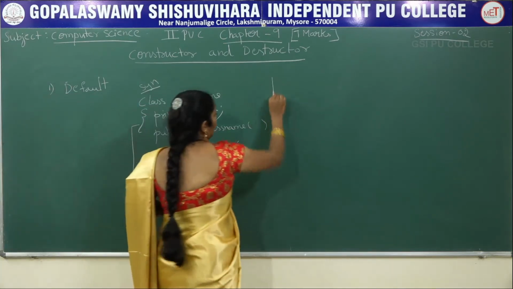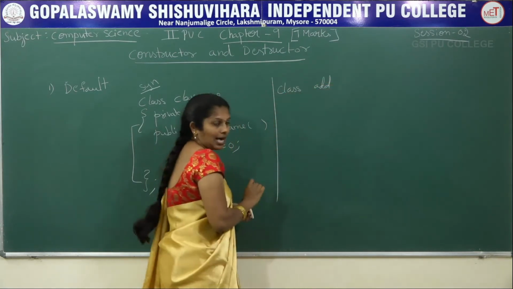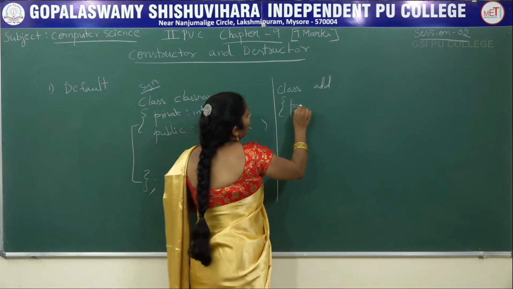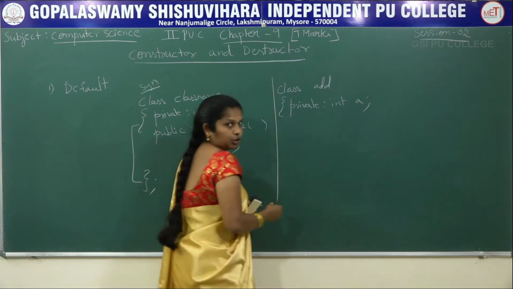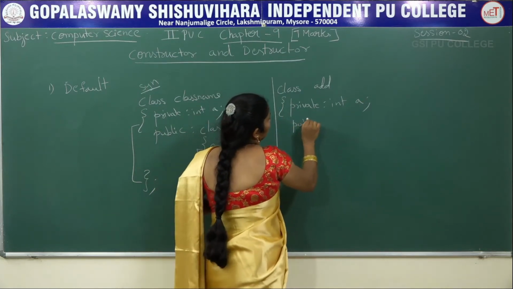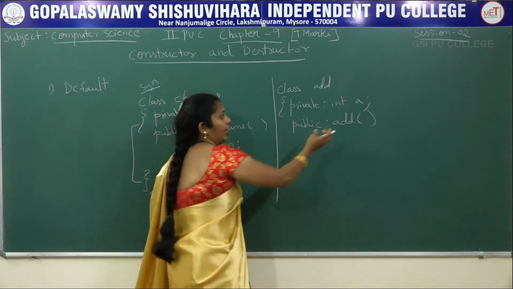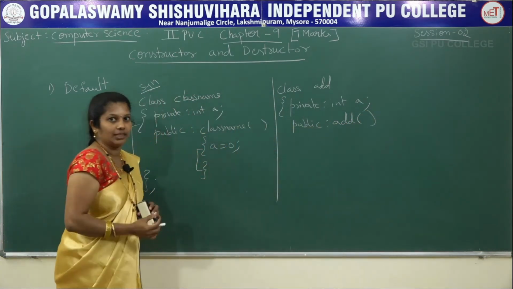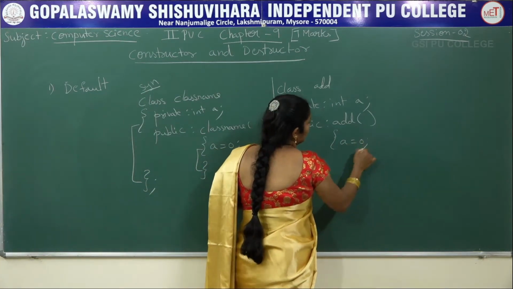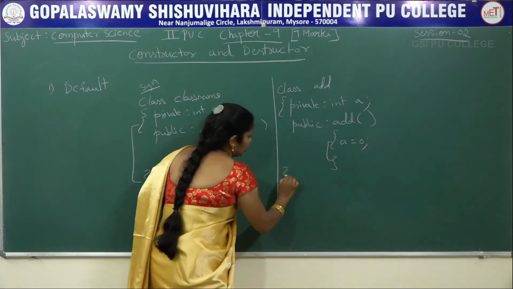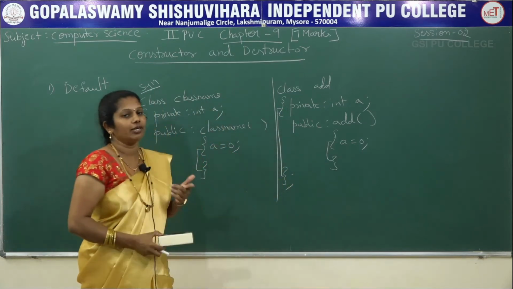I am going to write one example also. For example, class add is the class name. In the private section, we declare the variable, for example, int a; it is optional. Then in the public section, we declare add only, with an empty bracket. If the function has an empty bracket, it is called a default constructor. Here we initialize a equals 0, close the constructor function, then close the class. This is the example to declare a default constructor.